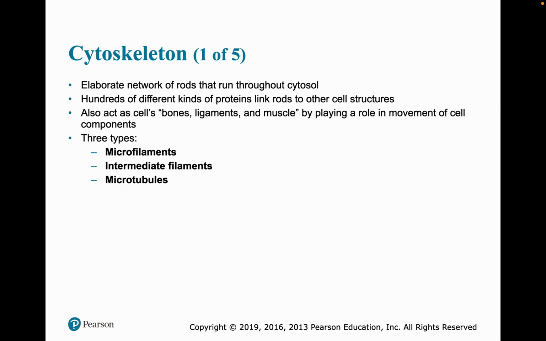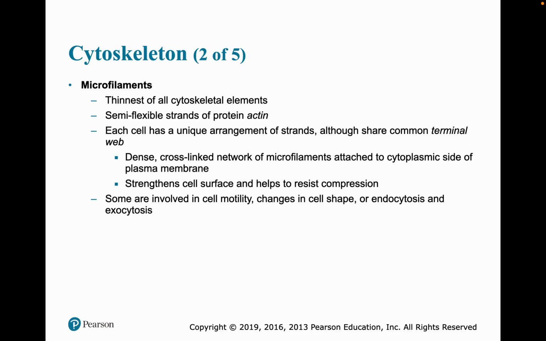The cytoskeleton is a network of rods that run through the cytosol. There are hundreds of different proteins involved in the structure, but the cytoskeleton is going to act like your bones, your ligaments, and your muscles, playing a role in the movement of cells and components within the cells. The three major types of fibers we'll talk about are microfilaments, intermediate filaments, and microtubules. The microfilaments are the thinnest of all the cytoskeletal elements. They are semi-flexible strands of a protein we'll see a lot this year called actin.